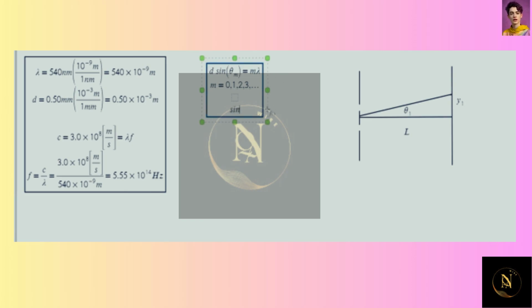So we have sine of theta m equal to m lambda over d, and then we take the inverse sine on both sides so that we isolate theta.